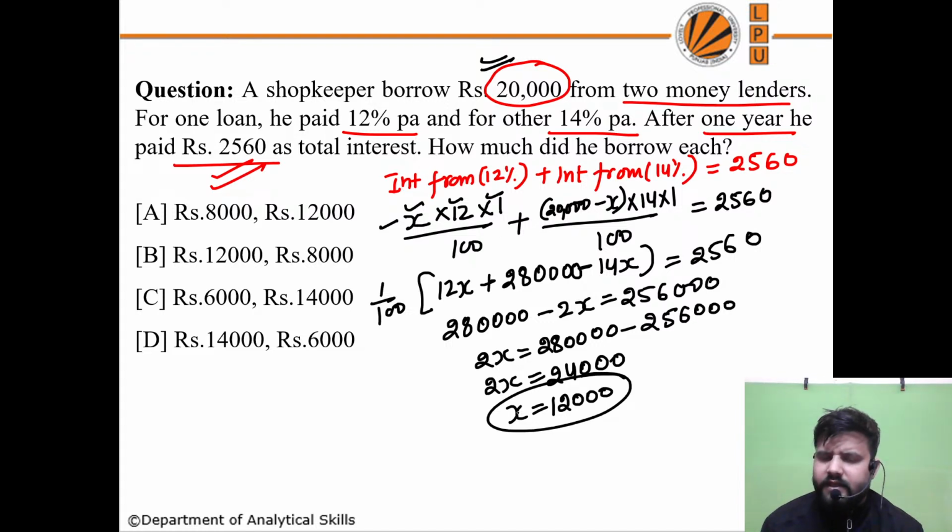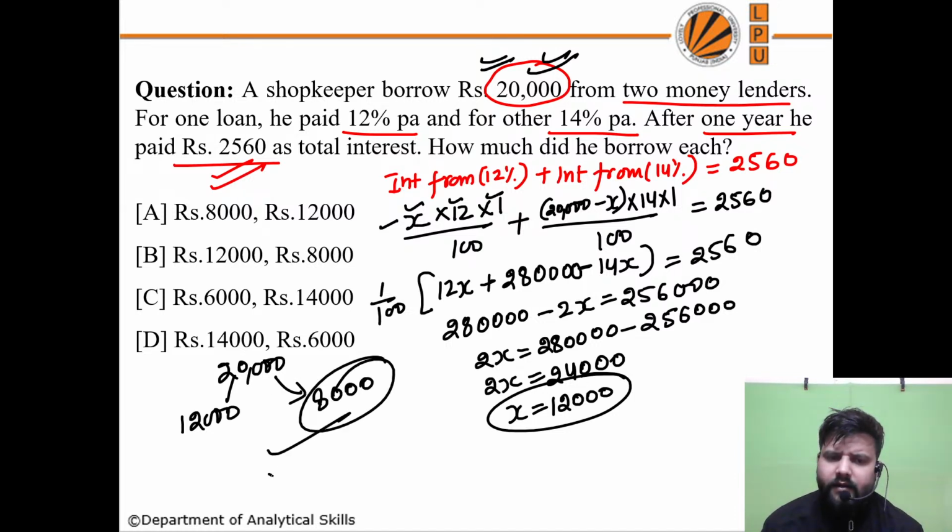It means your first principal is 12,000. Out of the 20,000 borrowed, the first principal is 12,000, so the second principal would be how much? 8,000. Simple. So 12,000 and 8,000 is the correct answer. So the answer is option B.